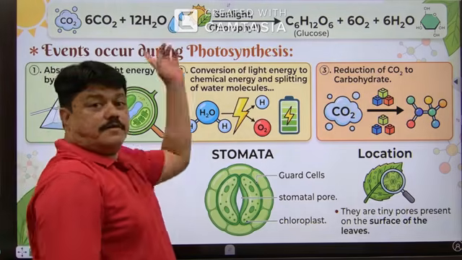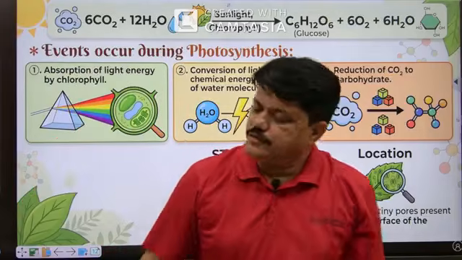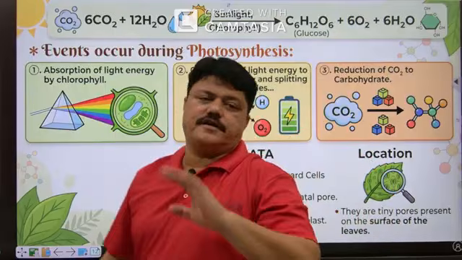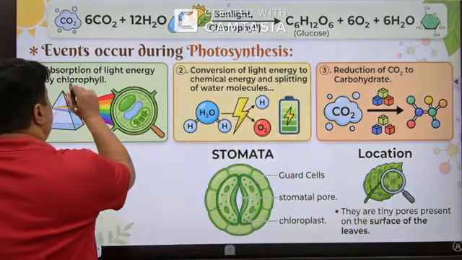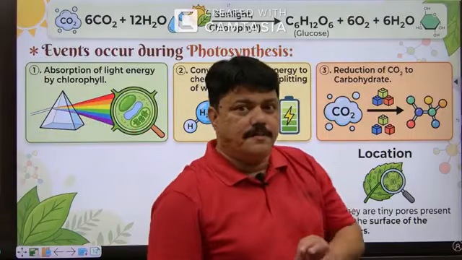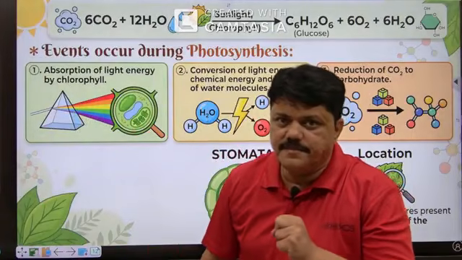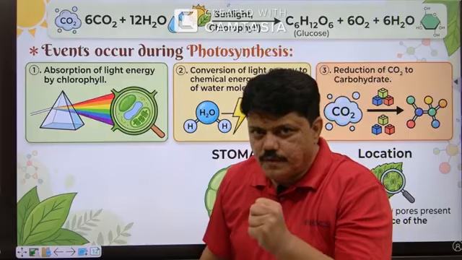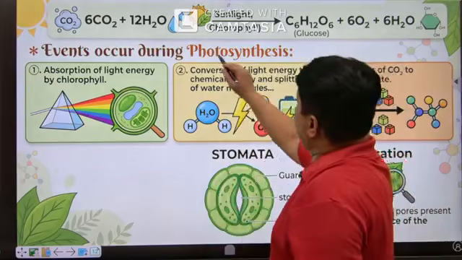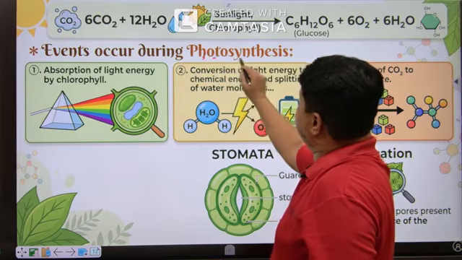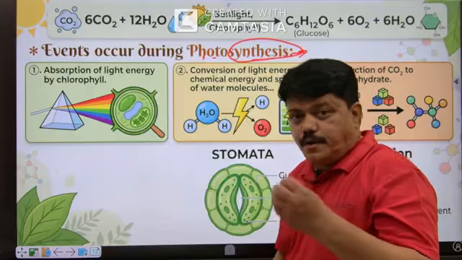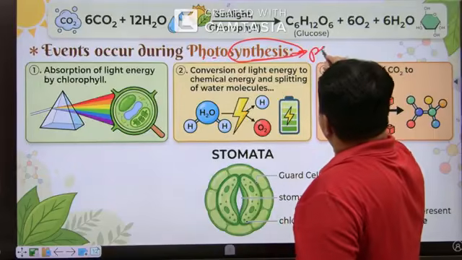Now, looking at the main events that occur during the process of photosynthesis. As per your textbook, three main events are described. First, the absorption of light energy by chlorophyll. Chlorophyll is the only chemical which can directly trap the energy of photon rays in sunlight. One important thing: why do we call this process photosynthesis? The word synthesis means to produce something.